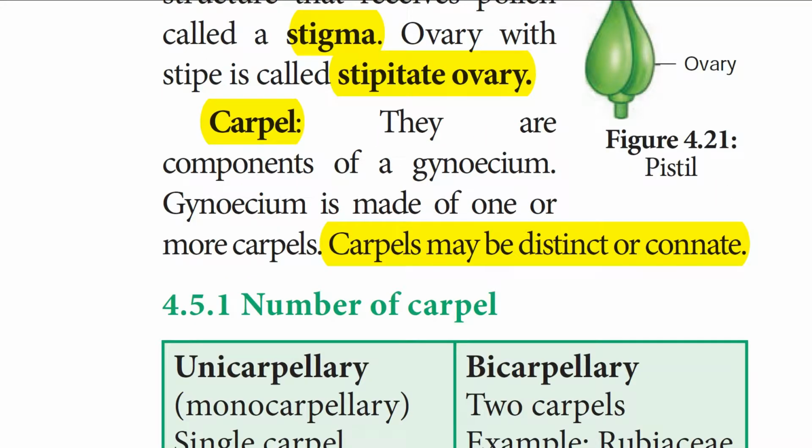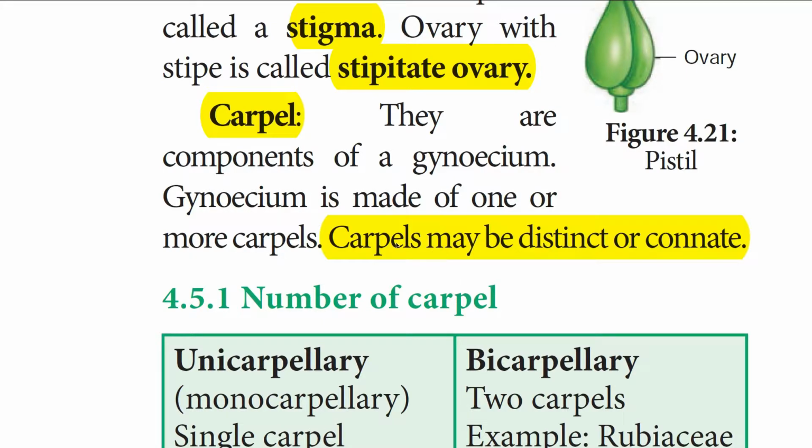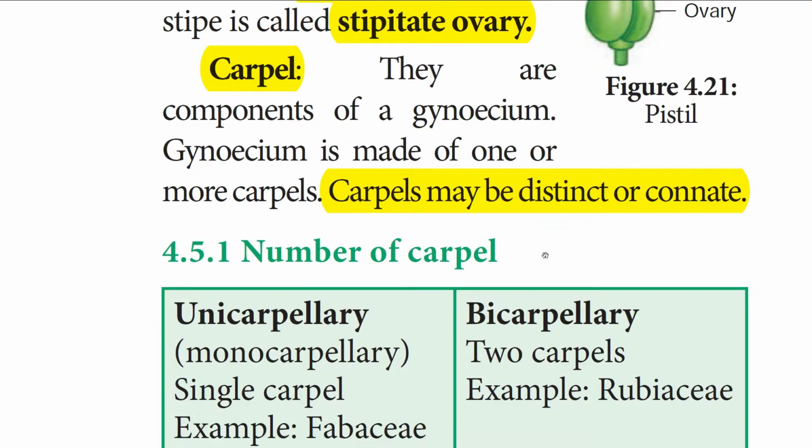What are carpels? Carpels are the components of gynecium. Gynecium is made up of one or more carpels, and carpels may be united or distinct. If they are united or connate, they are called as syncarpous. If they are distinct and free, it is called as apocarpous.